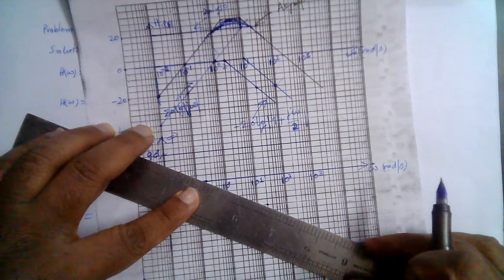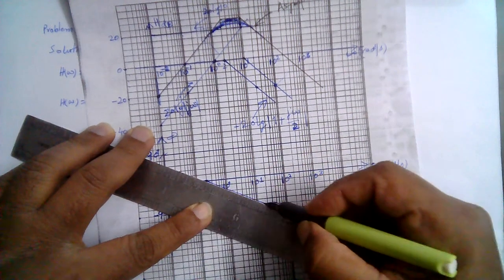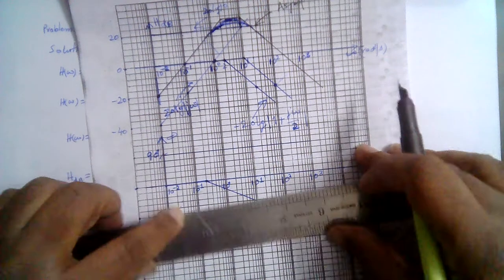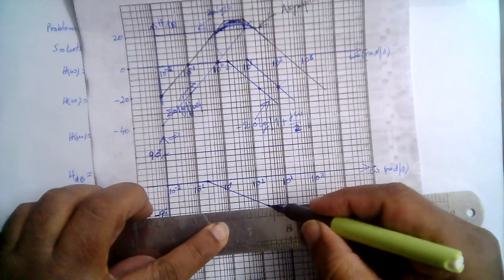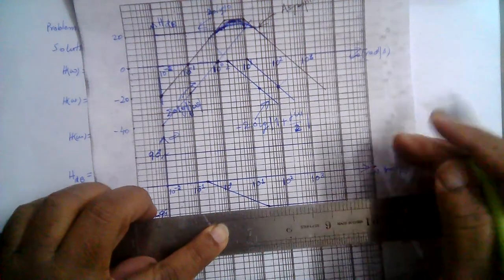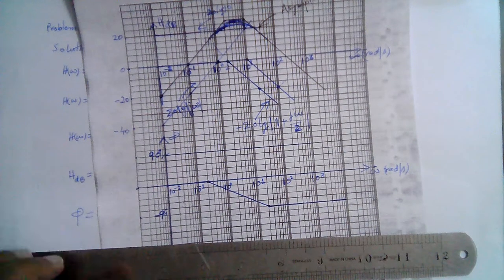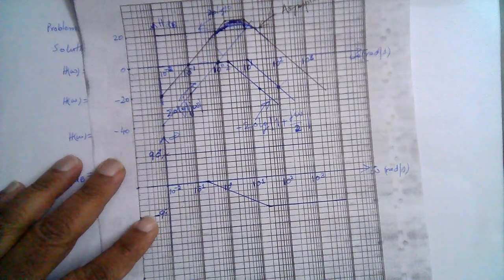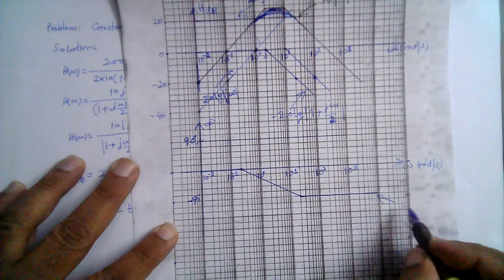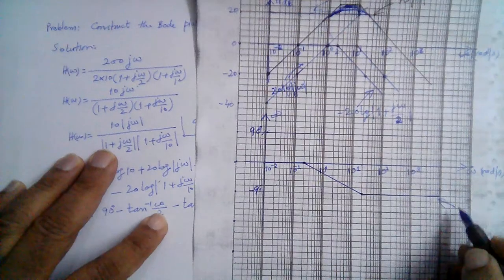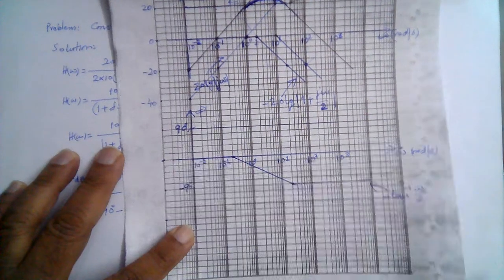So till here it has a slope of minus 45 degrees per decade, and at this point it becomes constant at minus 90 degrees, right? So this is minus 90 degrees. Then this is minus tan inverse omega over 2, right? And minus tan inverse omega over 2.